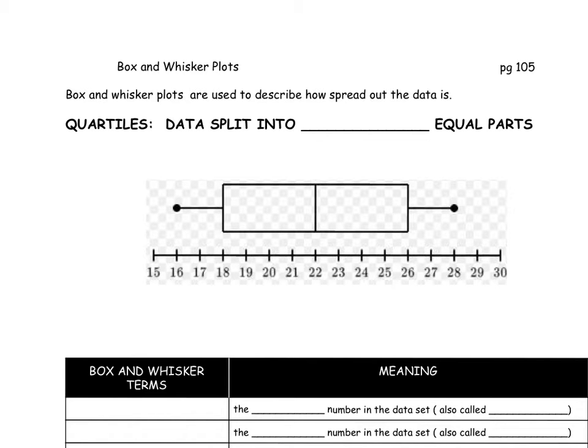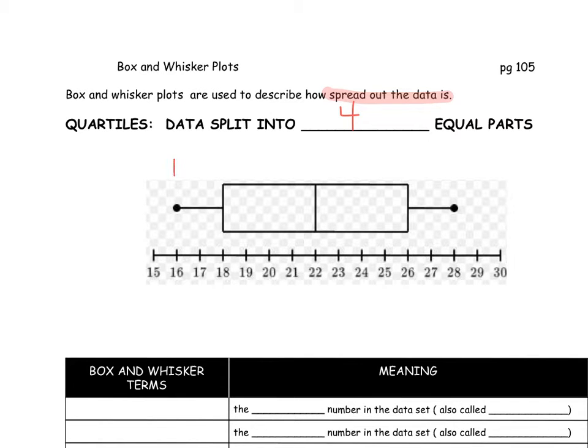Today we're going to be discussing box and whisker plots. You're going to be given a set of data, and we're going to look and see how spread out that data is by using a box and whisker plot. All box and whisker plots are split into 4 equal parts.